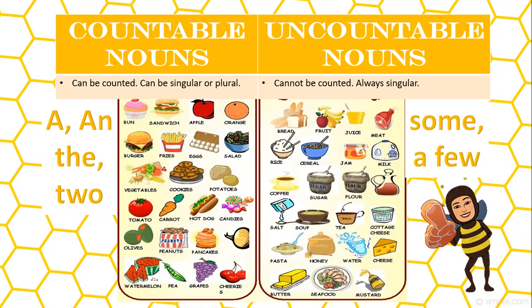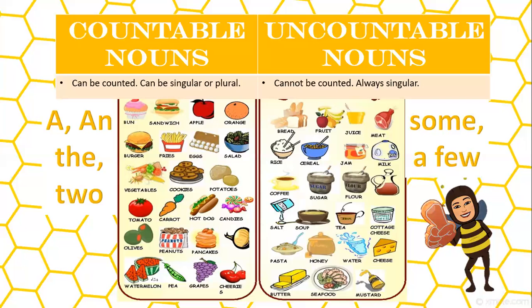A sandwich, two sandwiches. The apples, an apple. So we can count it, one apple, two apples, three apples. Alright, so those are countable nouns.